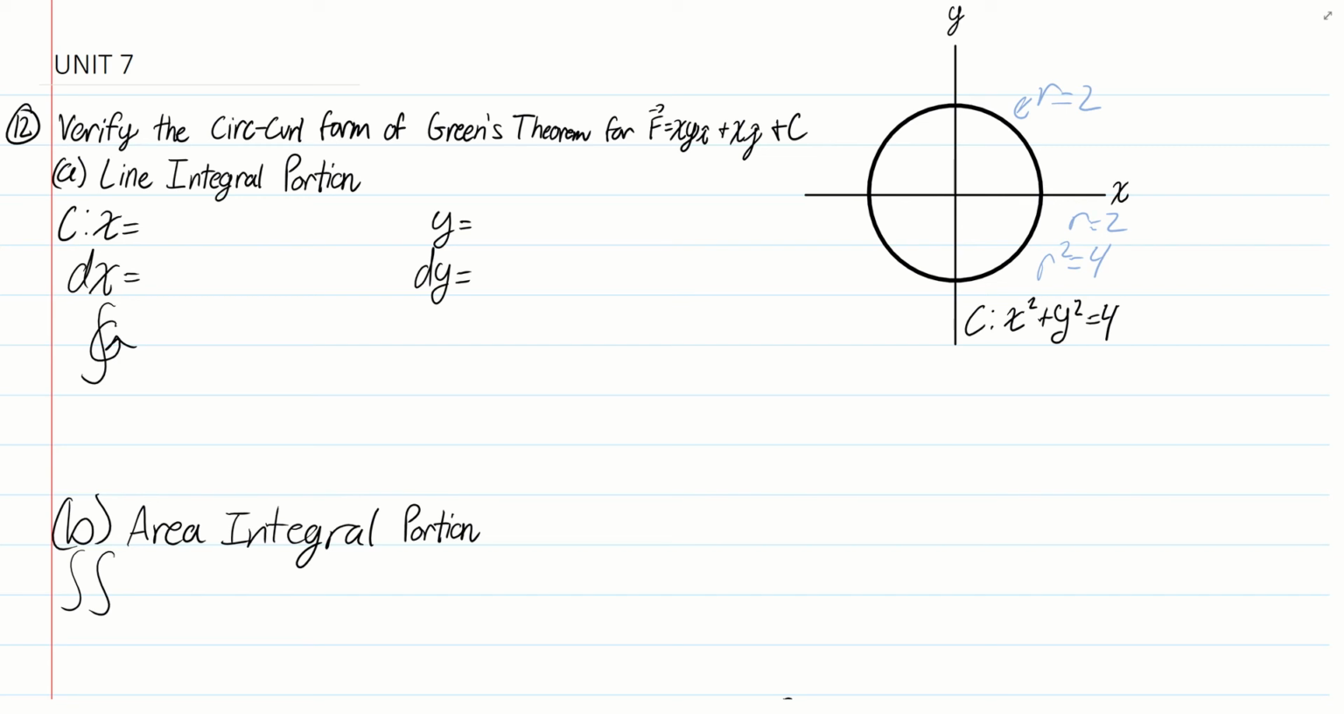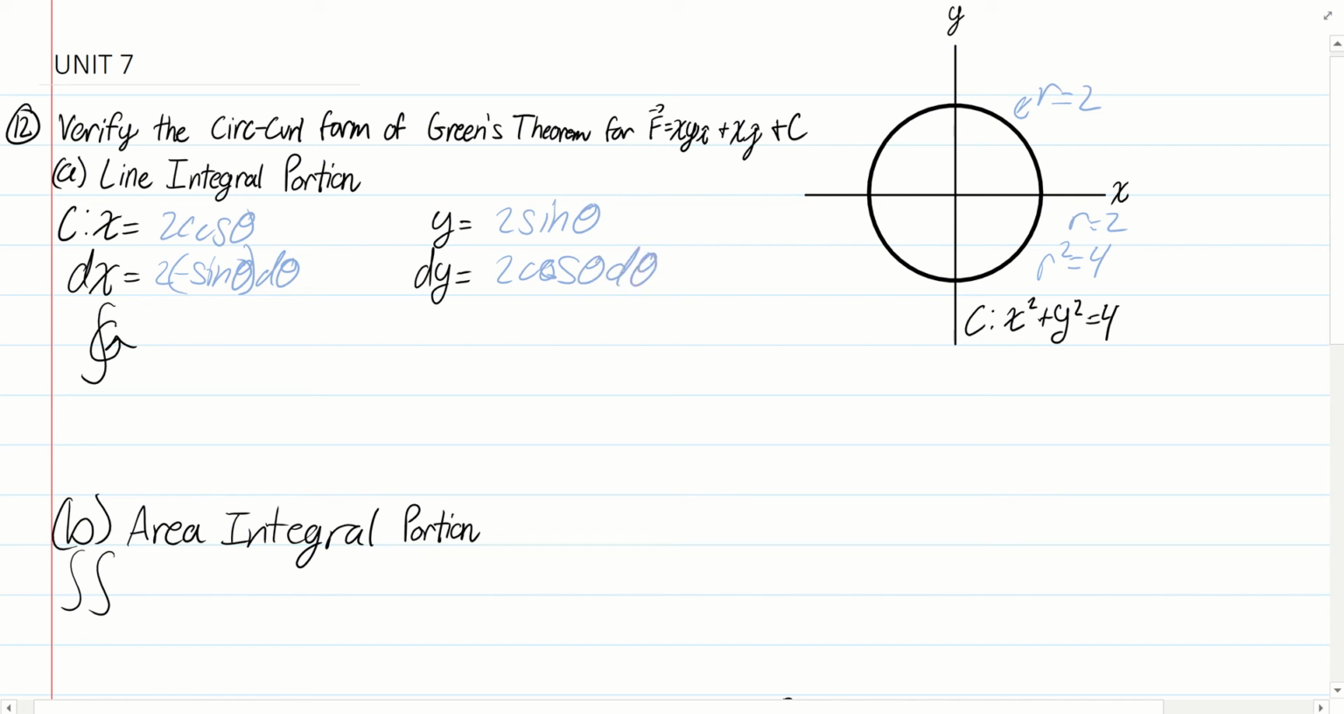Again, remember x is r cosine theta. In this case, r is 2, so x is 2 cosine theta. y is 2 sine theta. dx is going to be the derivative of 2 cosine theta, so it's going to be negative 2 sine theta d theta. dy is 2 cosine theta d theta.